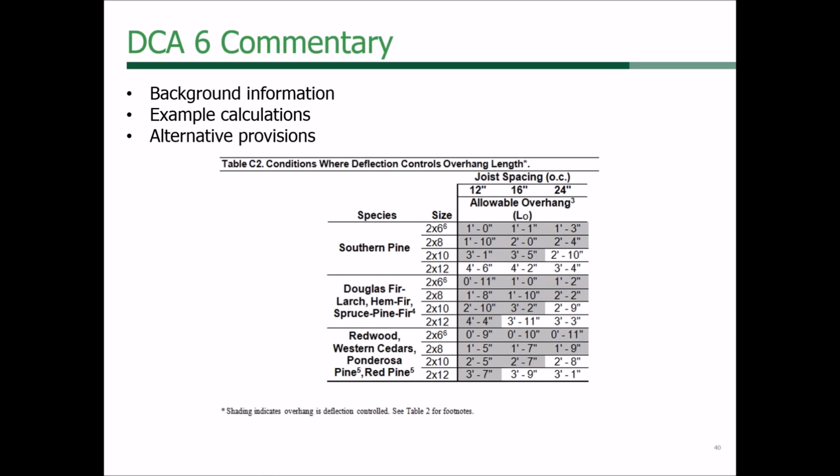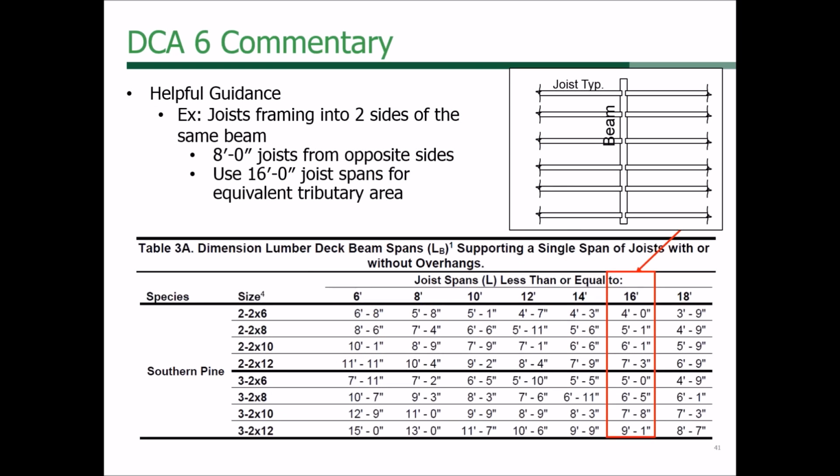Oh, and I forgot to mention the footnote 6. You can even see it right there. It has to do with the guards, right? So as I was talking about, that 3-foot height of the guards creates a large lever arm. Well, if you use a 2x6 joist, you just don't have enough space to resist that lever arm. So in the 2015, we hopefully made it clearer that if your joist is supporting a guard, it needs to be at least a 2x8. So that's what that footnote is.